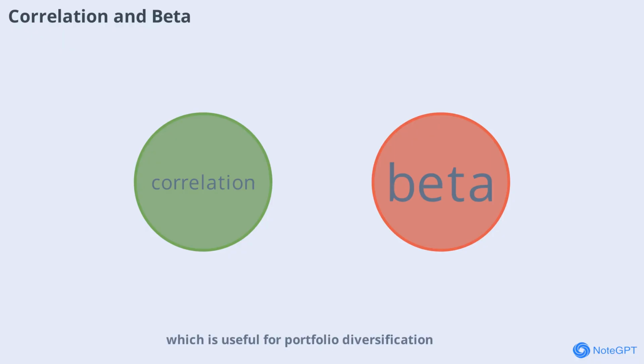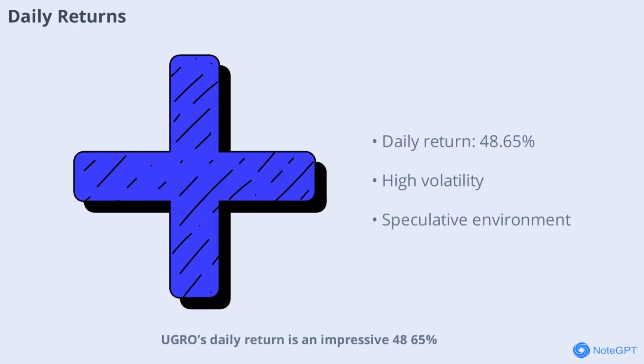UGRO's daily return is an impressive 48.65%, reflecting the high volatility and potential for large gains or losses in a single session. Such large swings are not typical for most stocks and highlight the speculative nature of UGRO at this time. Traders should be prepared for rapid changes in price and adjust their strategies accordingly.